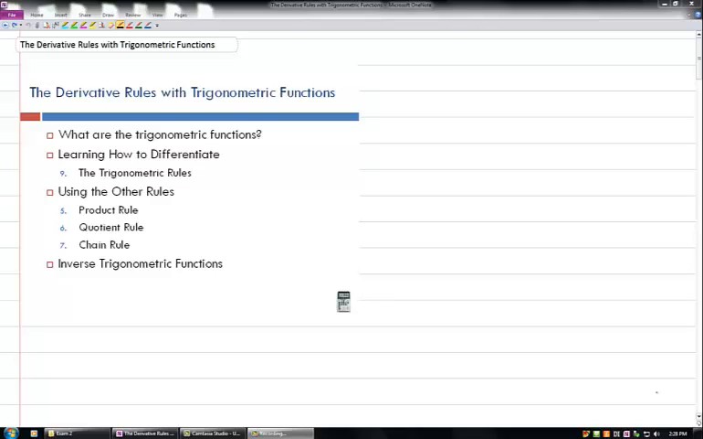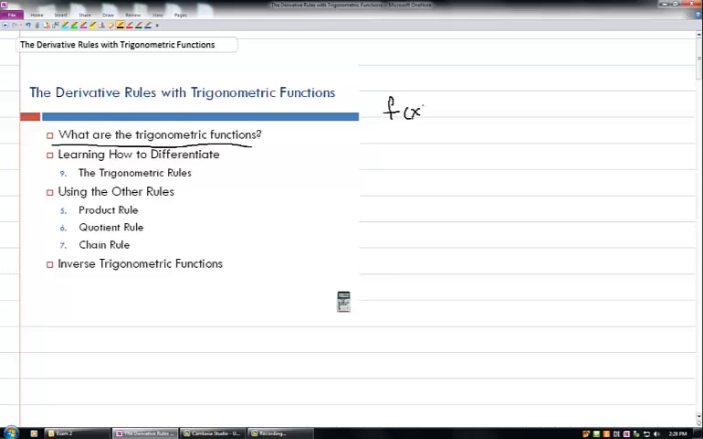So this video is on the derivative rules with trigonometric functions. Let's first answer this question. What are the trigonometric functions? Basically, we really just have two trigonometric functions. So let me just write these down.